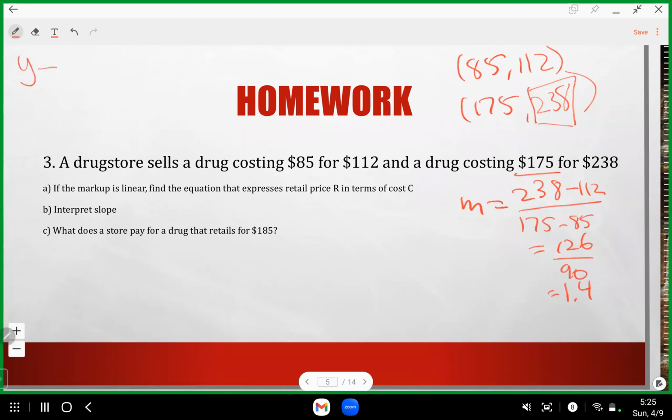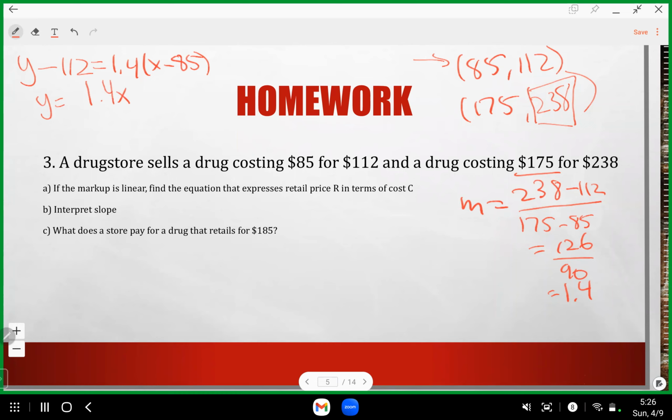Let's just pick this point over here. Okay, and we have y is equal to 1.4x, and let's see here, 1.4 times negative 85 is negative 119. Then you add 112, which is equal to negative 7. So that's our equation here.